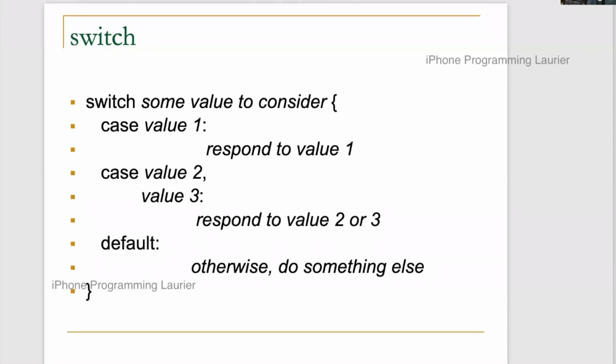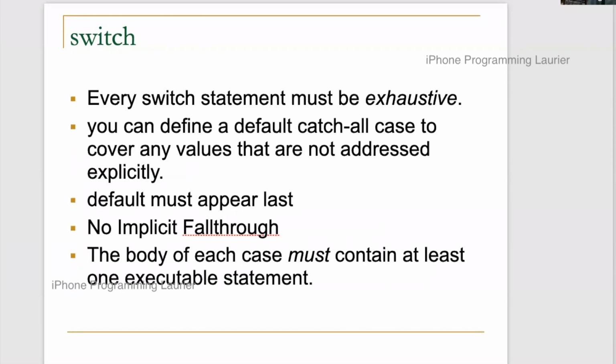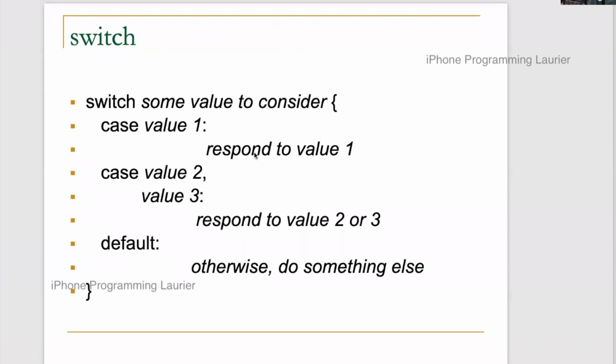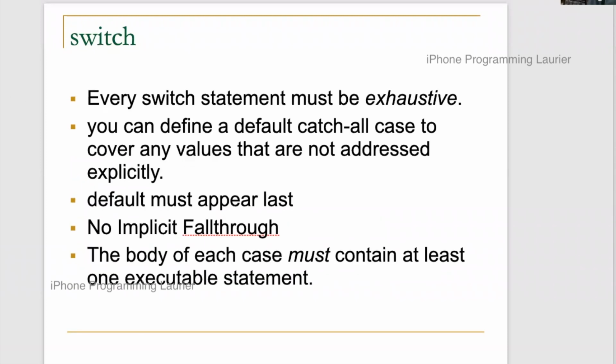And fall through is actually a very bad design. Very bad design. So at least in Swift, there's no implicit fall through. When you write the code for value 1, it's just for value 1. It's not applying to value 2 or 3 and so on. So that's a very important point to remember.